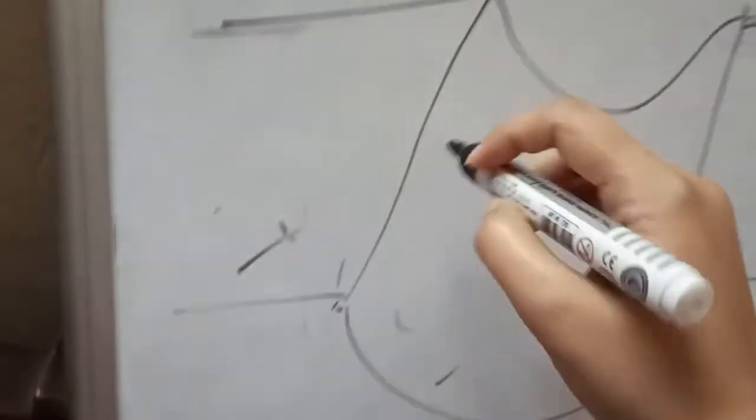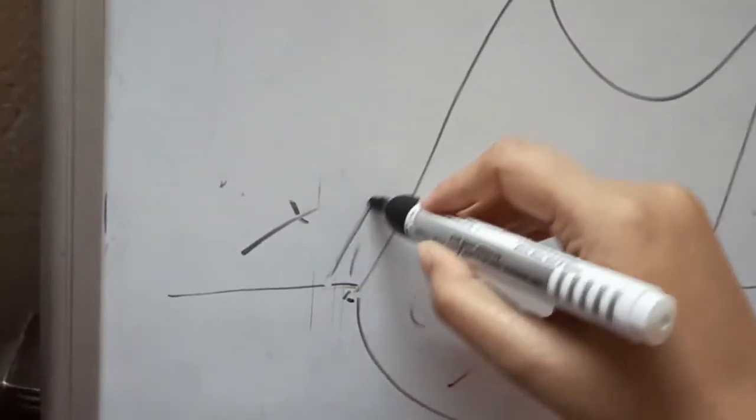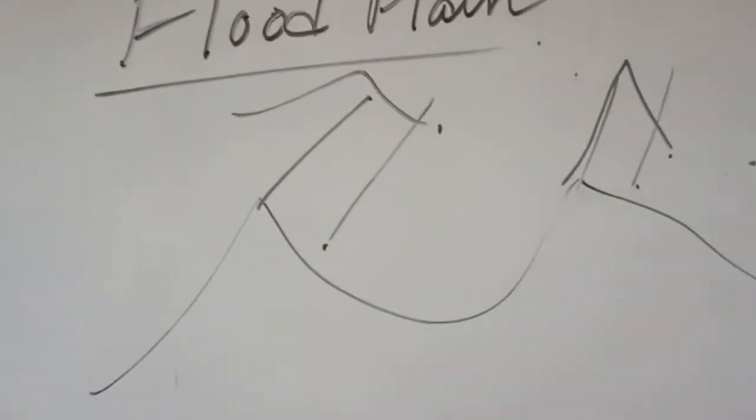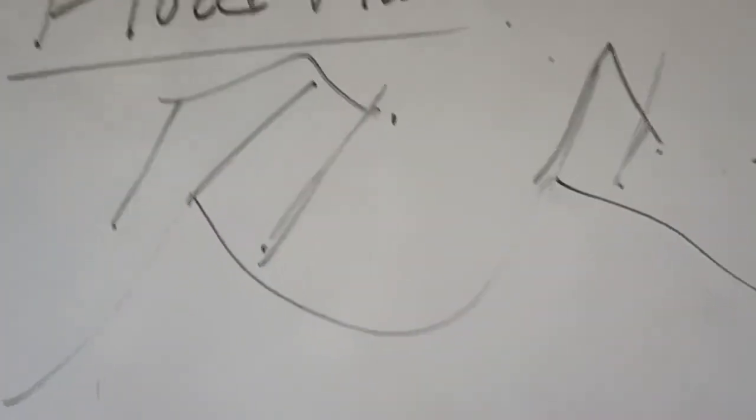Next is the natural levee. In the lower course of the river, because of the active deposition, sometimes the side portions of the bank rise in height, and it forms a feature. Like, this is the bank of the river, the height of this bank increases because of the active deposition, and it forms a feature. We are calling that feature the natural levee.